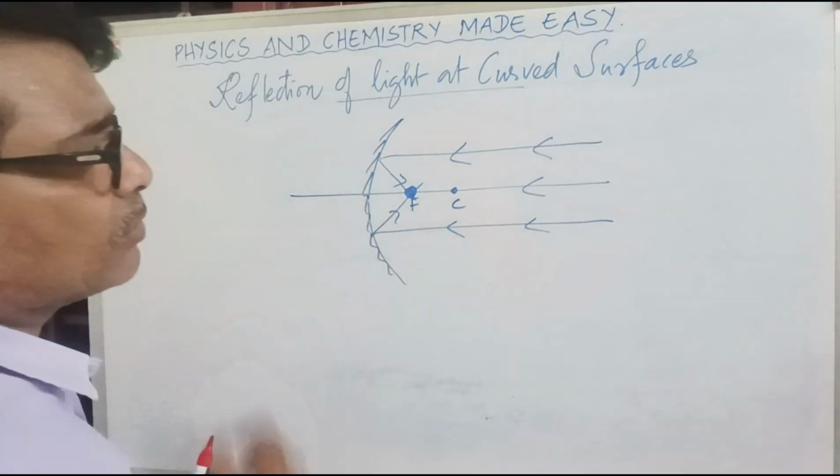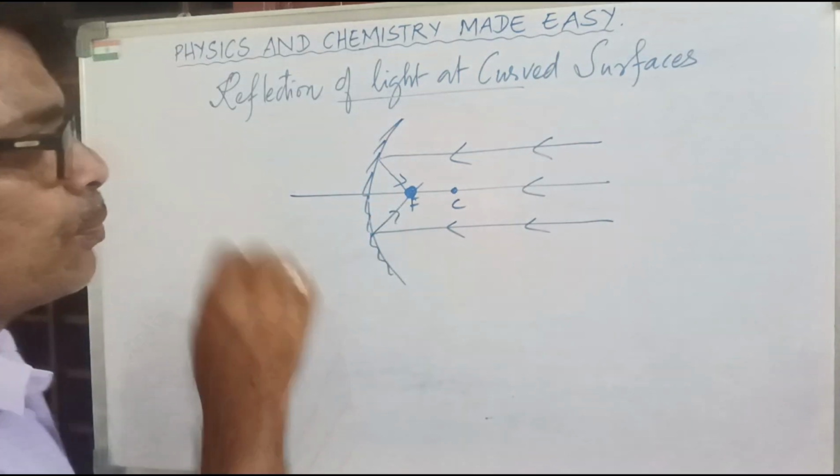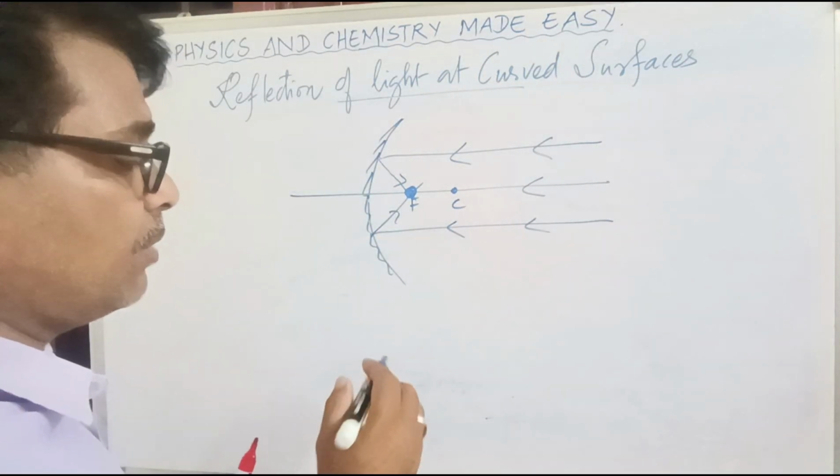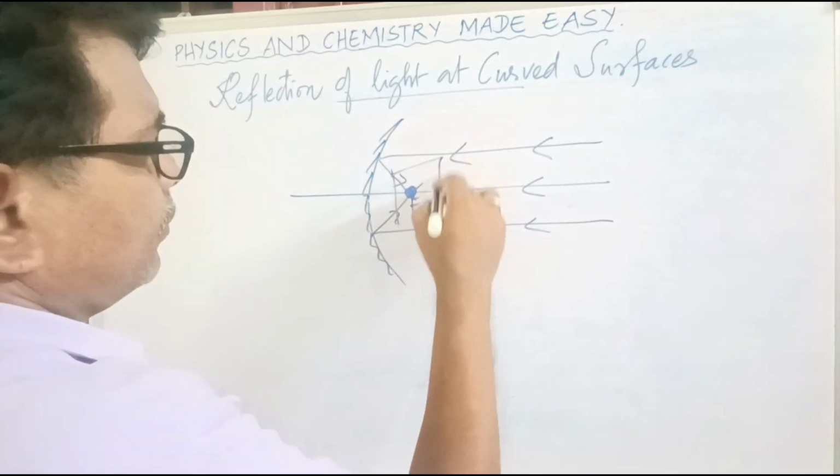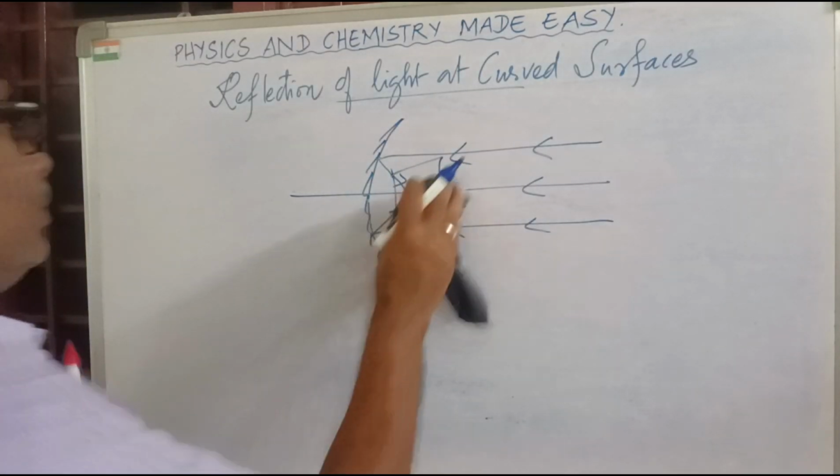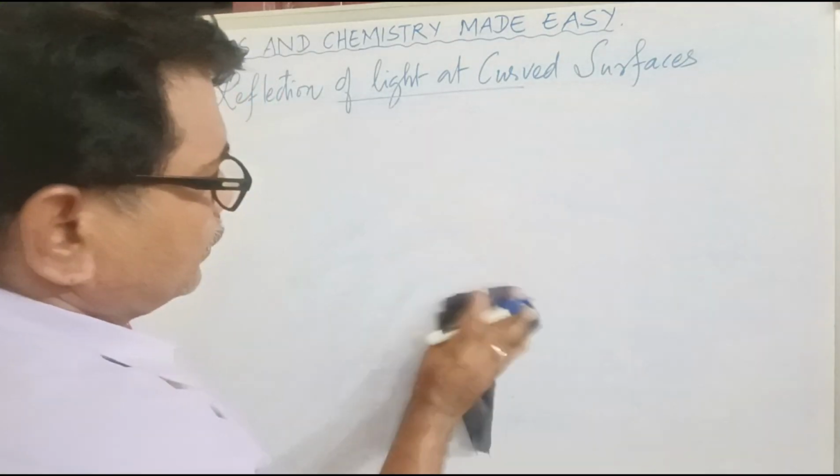Now what are the characteristics of this image? Point size image. How to catch this image? You have to use a screen over here. Done. Then next one.